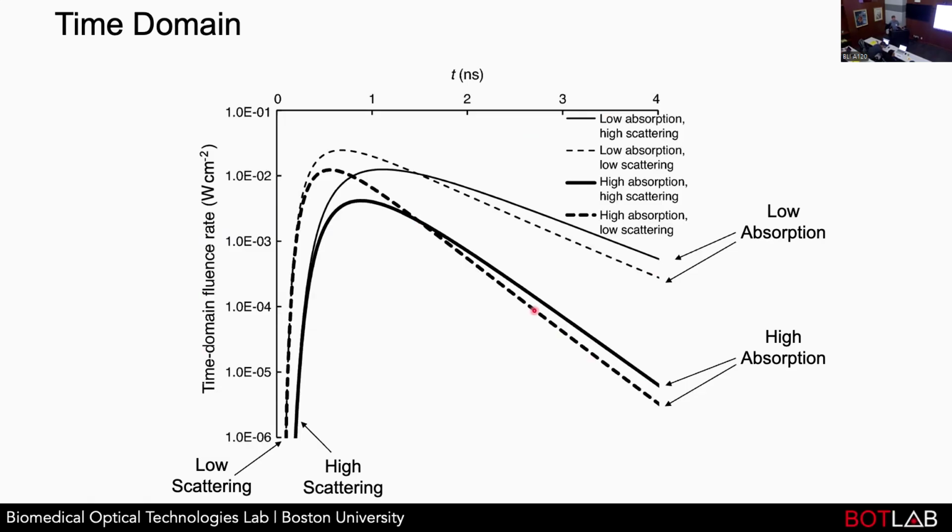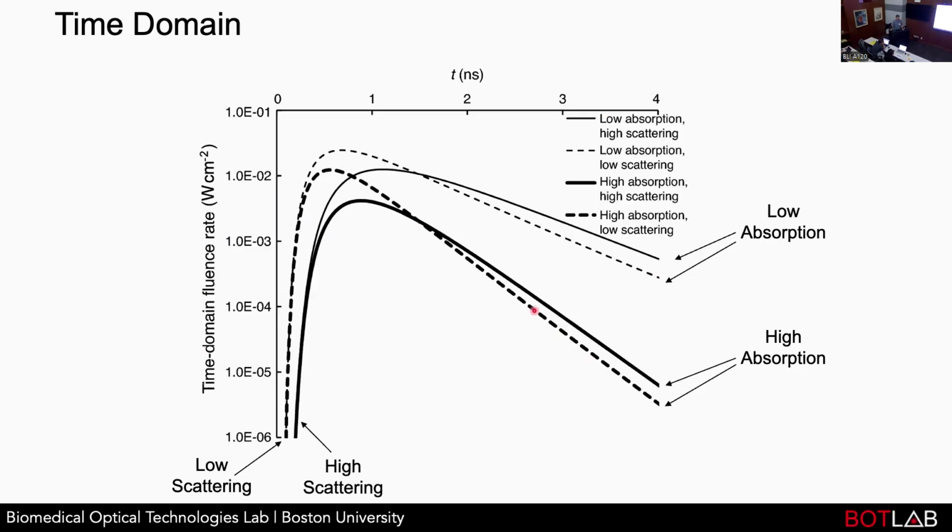Probably because the photons haven't had enough time to absorb, and the mean path length is still pretty short. So the beginning part is probably just scattering dependent, and then at the end it's absorption. Yeah, pretty straightforward answer, right?